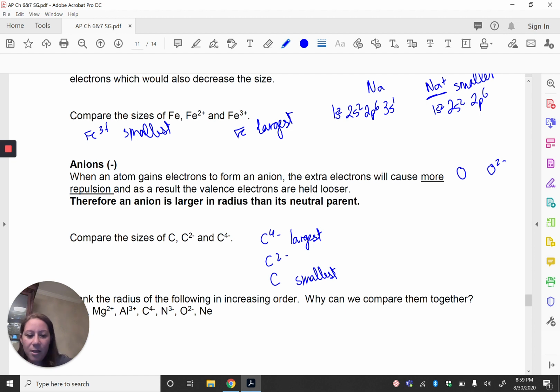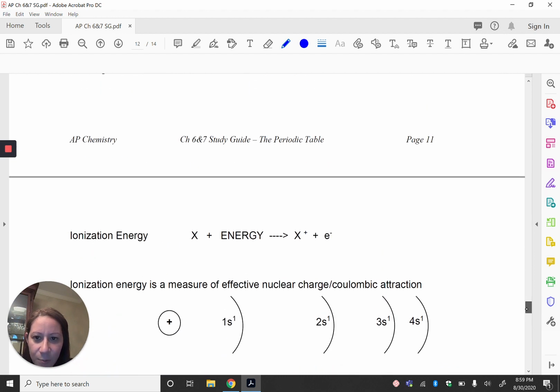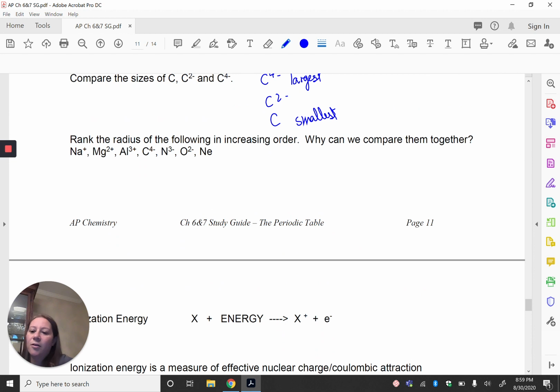So let's look at this set here. How can we compare these? Because they all have different numbers of protons. It tells us that we want to rank them in increasing order of radius. But how can we compare these? They have different protons. Anybody? Think about it for a second. For those of you who figured it out, good job. They all have the same number of electrons. Look at all of them. They have the same number of electrons.